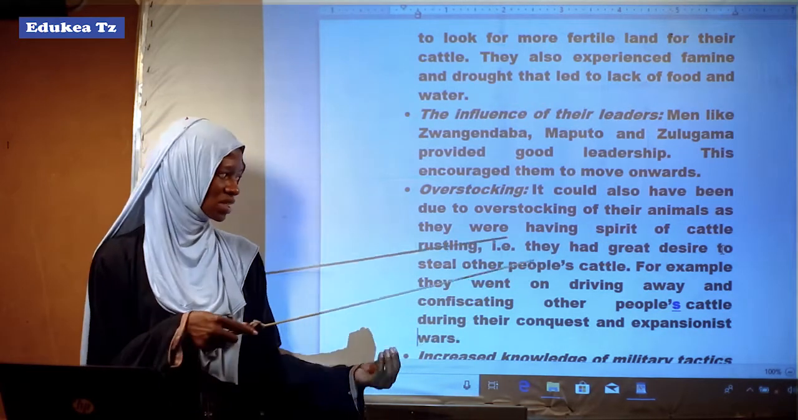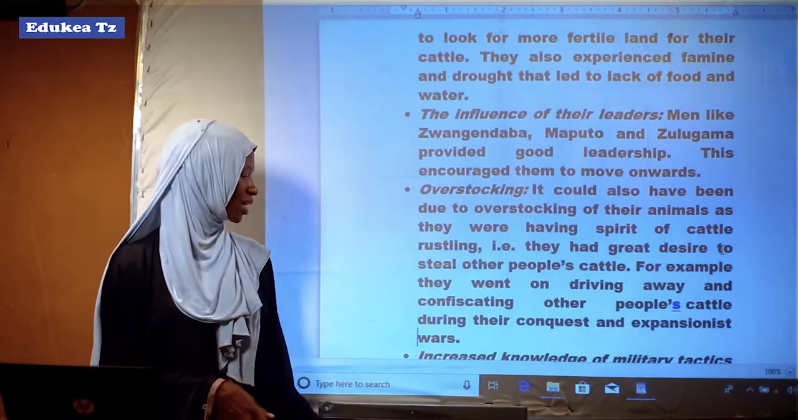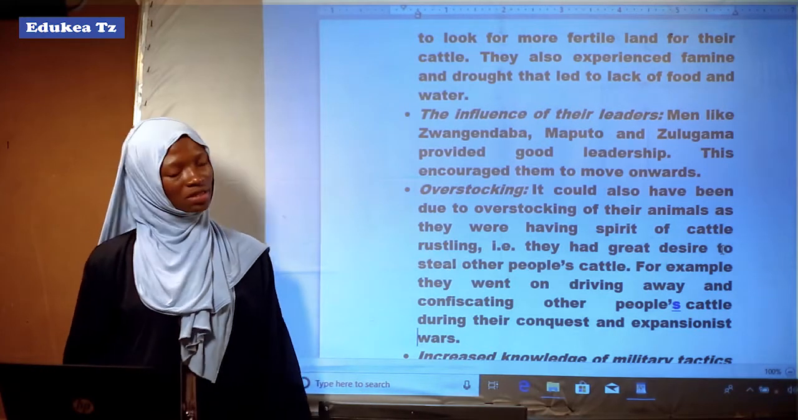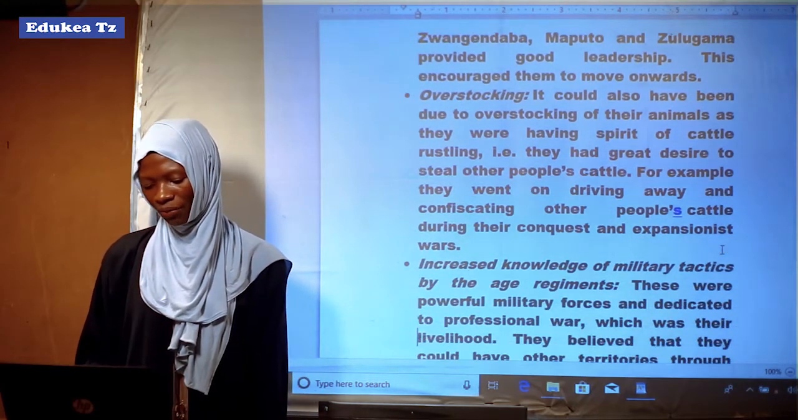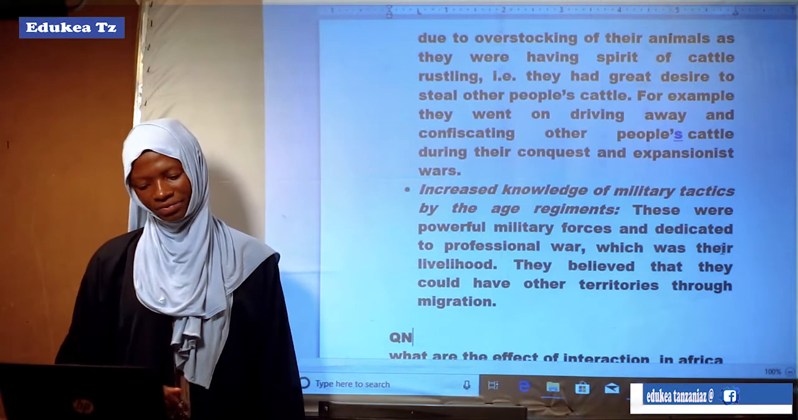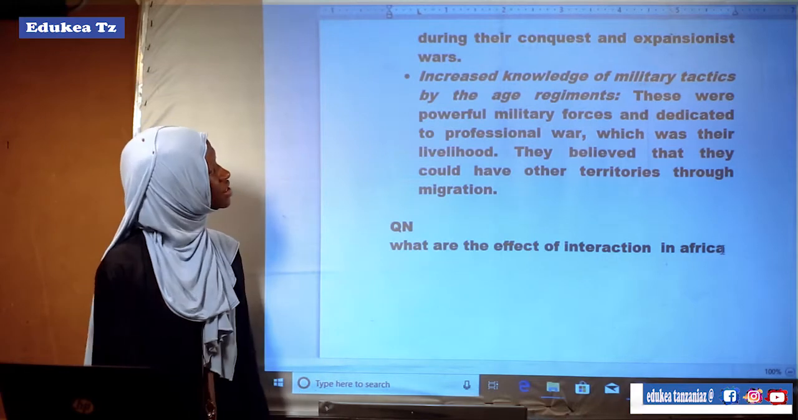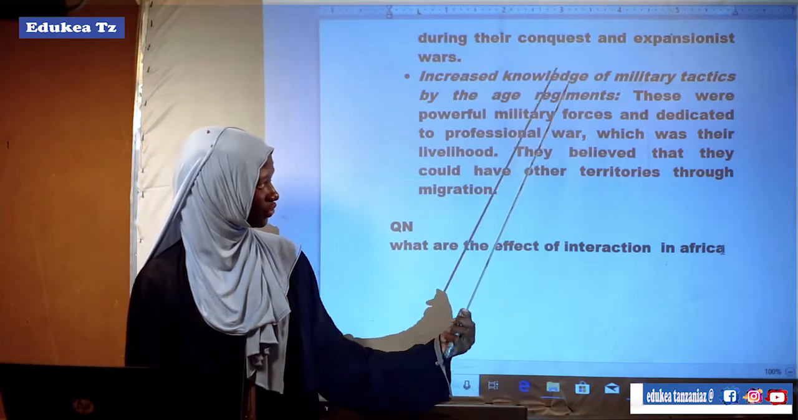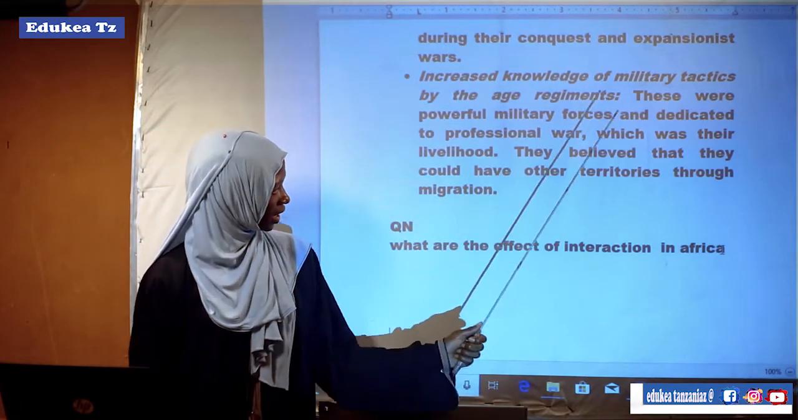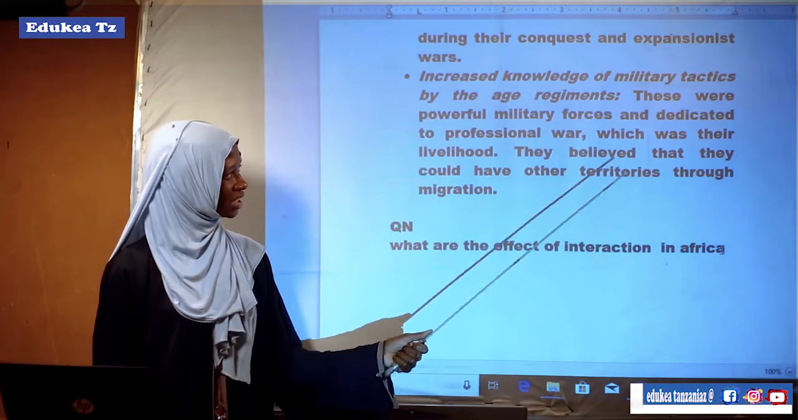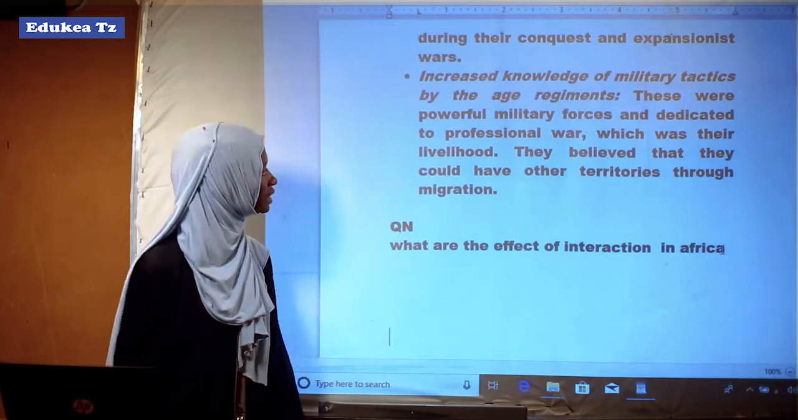They had a great desire to steal other people's cattle. For example, they confiscated other people's cattle during conquest and expansion. This made some of them move northwards to the interior part of Africa. The last but not the least is the increased knowledge of military tactics by the age of regiments. These were powerful military forces dedicated to professional war, which was their livelihood.